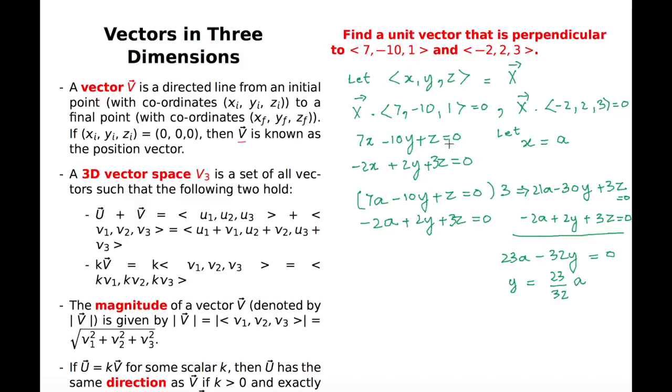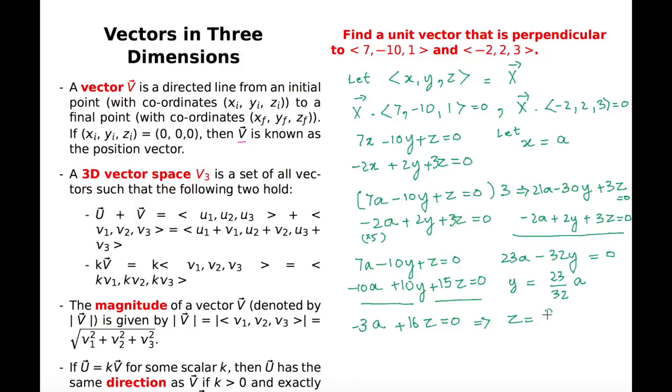Okay, now similarly going back, if I multiply the second equation by 5, and copy the first one, I get minus 10a plus 10y plus 15z is equal to 0, and then I add them, so I get 7a minus 10a, which is minus 3a, the y terms cancel out, plus 16z is equal to 0. This means z is equal to 3 over 16 a.